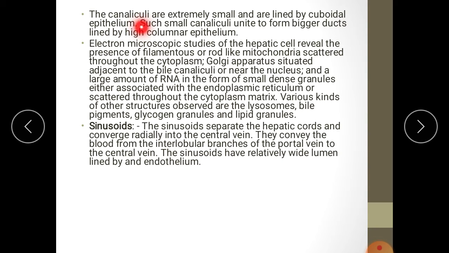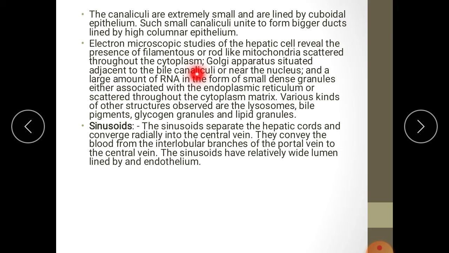The canaliculi are extremely small and are lined by cuboidal epithelium. Such small canaliculi unite to form bigger ducts lined by high columnar epithelium. Electron microscope studies of the hepatic cell reveal the presence of filamentous or rod-like mitochondria scattered throughout the cytoplasm.